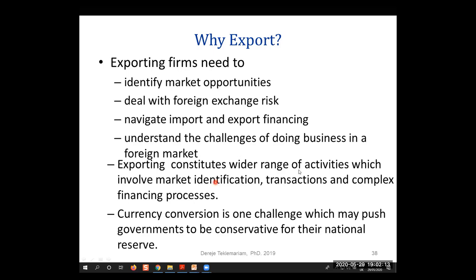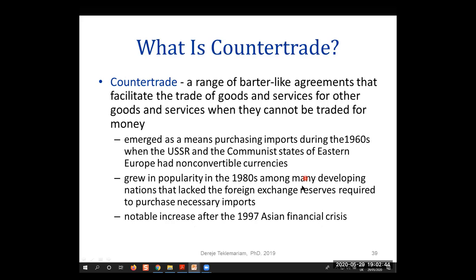The other thing is it may create more advantages like further market identification. From transactions and complex financing processes, these companies can learn a lot. Even currency conversion may sometimes be a challenge, which may push governments to be more conservative with their national reserve. In this case companies may choose to sell abroad and generate the hard currency to fulfill the need. So there is a concept which is called counter trade.